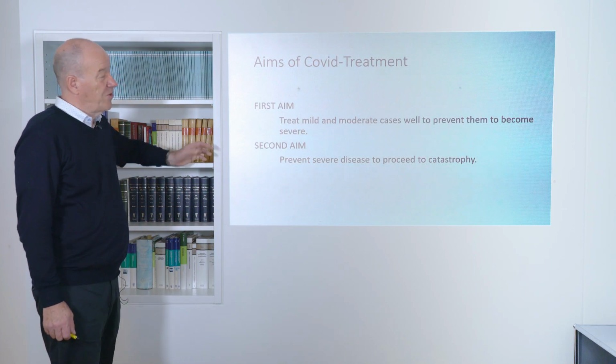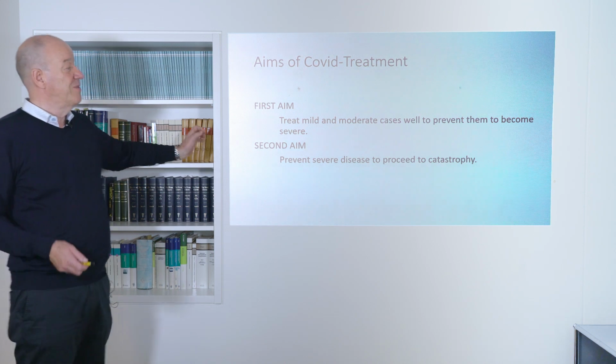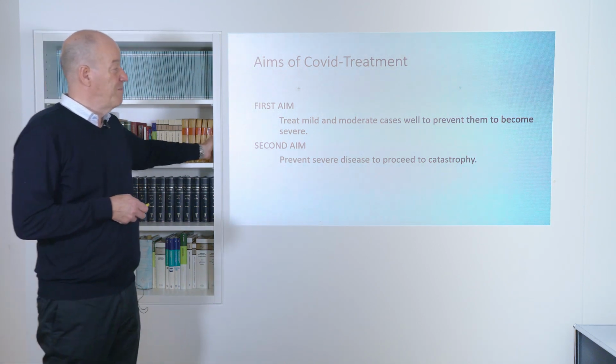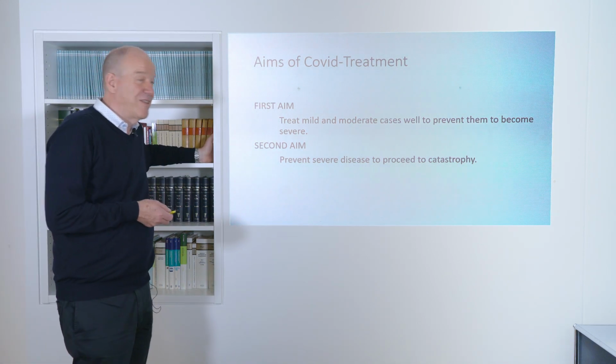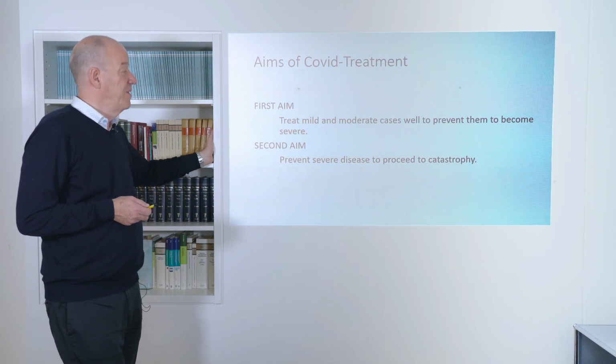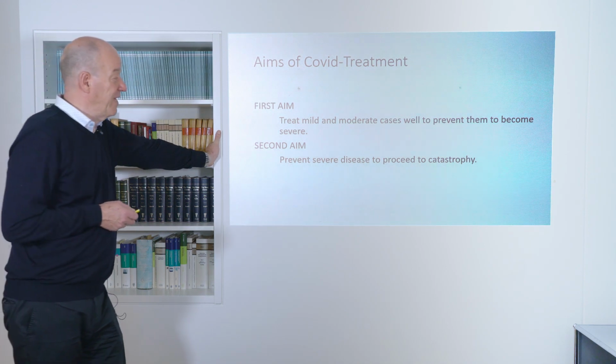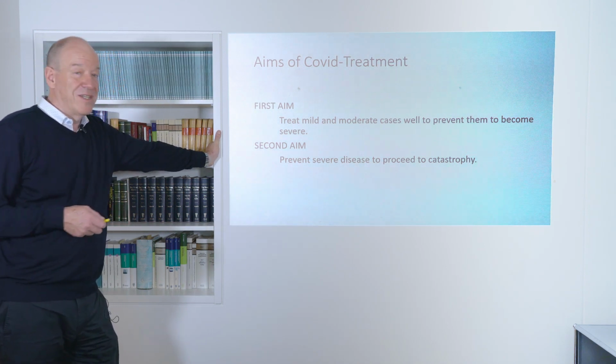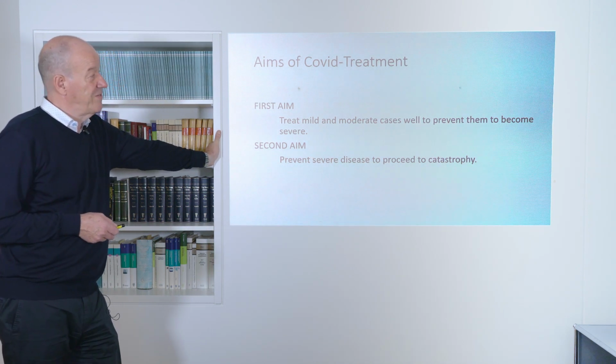The aims of Covid-19 treatment: the first aim is to treat mild and moderate cases well, to prevent them from becoming severe. The second aim is to prevent severe disease from proceeding to catastrophe.